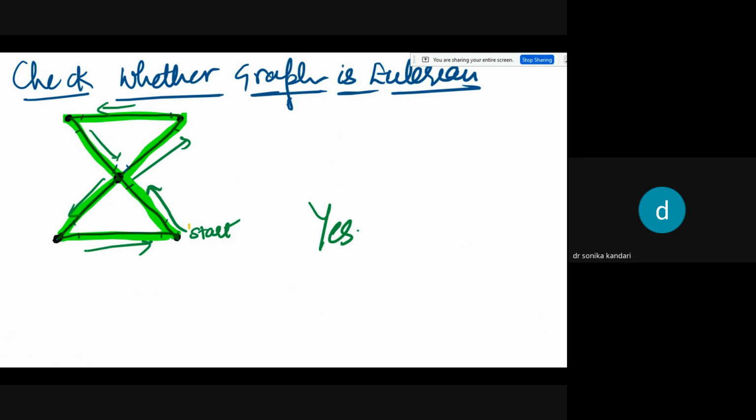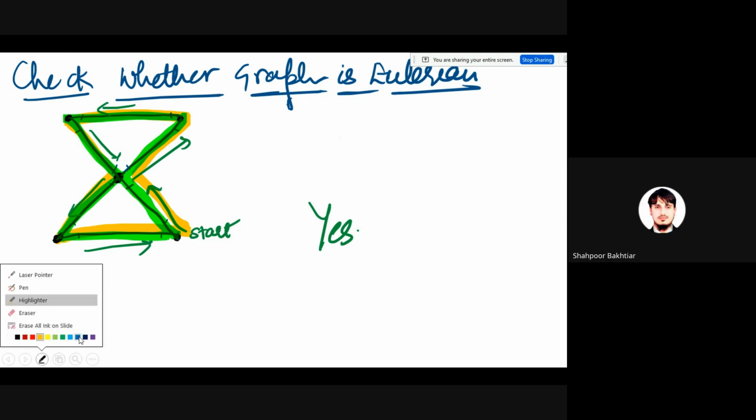Just try. What I did, I started from here, moved here, again to this vertex, coming back. See, is every edge covered or not? Yes, it's covered.